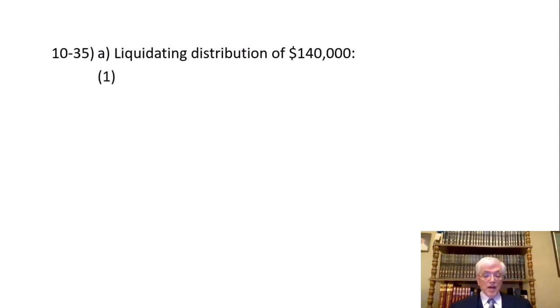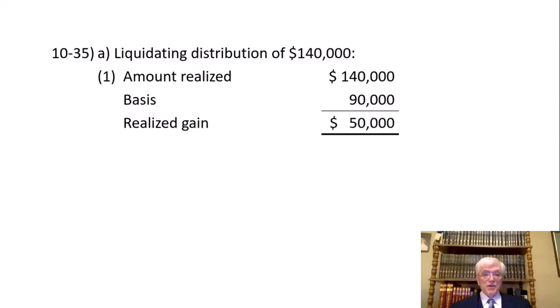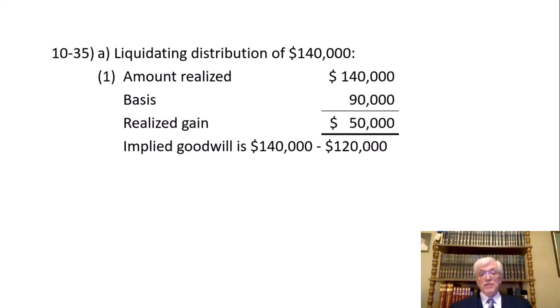$140,000. Number one, how much is Gina's recognized gain from the distribution? What is the character of the gain? The amount realized is $140,000. Her basis is $90,000, so her realized gain is $50,000. Implied goodwill, $140,000 minus $120,000. That is the fair market value of Gina's capital account. So that's $20,000 of implied goodwill. There's no stated goodwill.